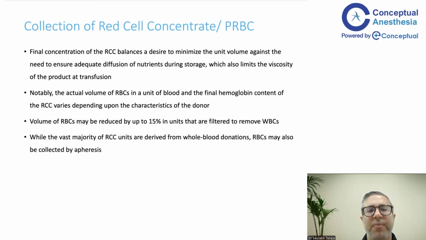And as I told you, the actual volume of red blood cells in the unit of blood and the final hemoglobin content is dependent on the characteristics of the donor. The volume of red blood cells can be reduced by up to 15% in units that are filtered to remove the WBC. So preferred nowadays we have washed, irradiated and leukodepleted units. I'll be talking about them also. So remember, as I told you, red blood cells can be collected by apheresis also.